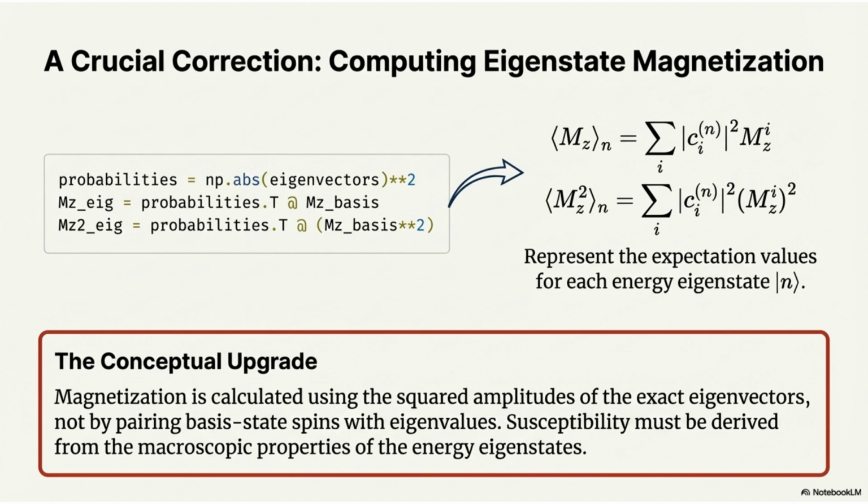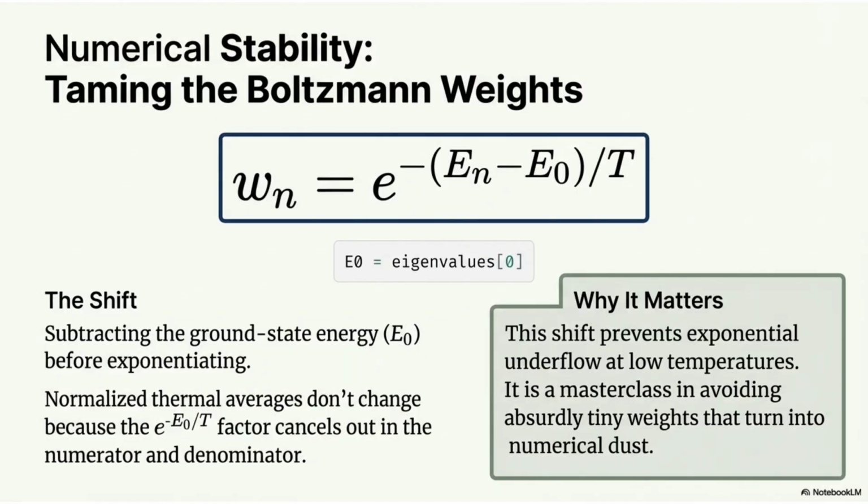A crucial correction is computing eigenstate magnetization. Magnetization is calculated using the squared amplitudes of the exact eigenvectors. This conceptual upgrade ensures susceptibility is derived from macroscopic properties. Numerical stability is achieved by taming the Boltzmann weights. We subtract the ground state energy, E0, before exponentiating. This shift prevents exponential underflow at low temperatures, avoiding absurdly tiny weights.